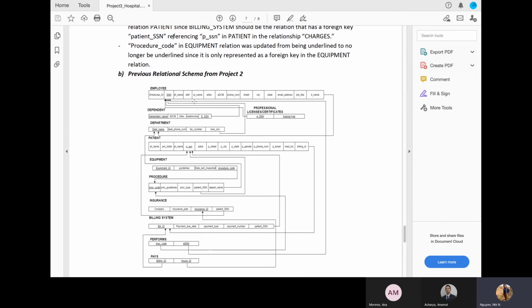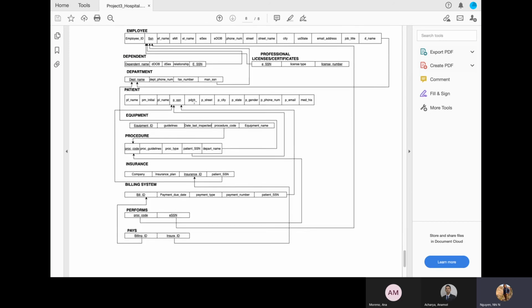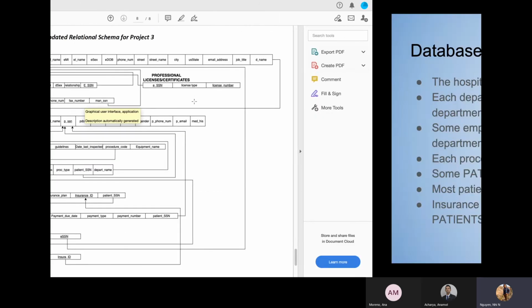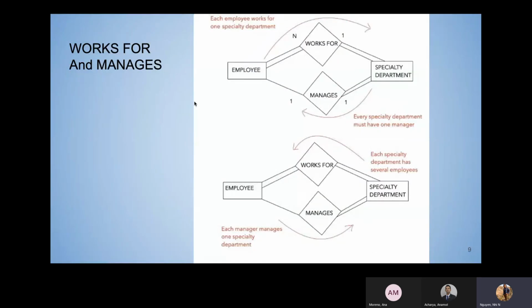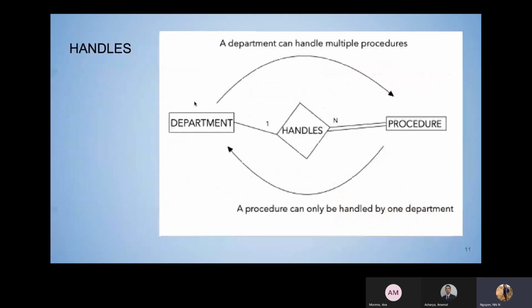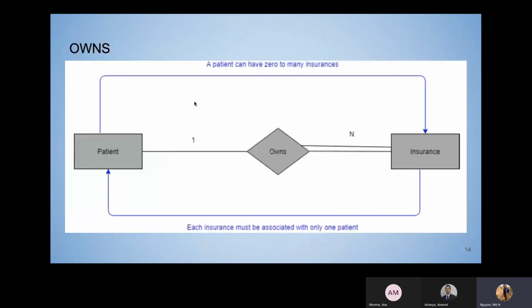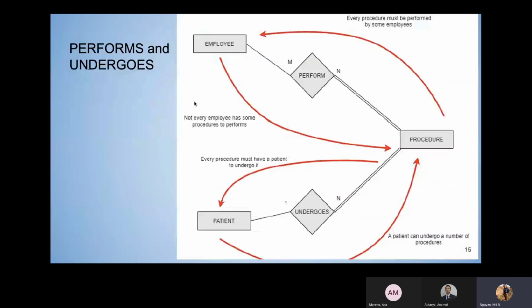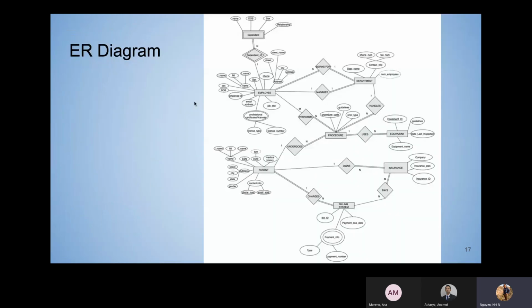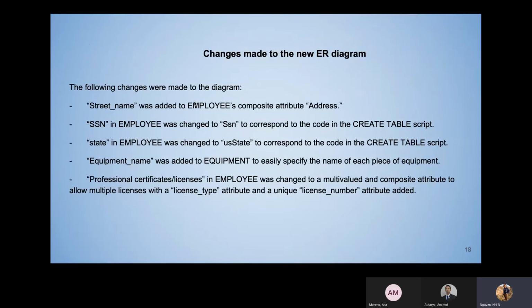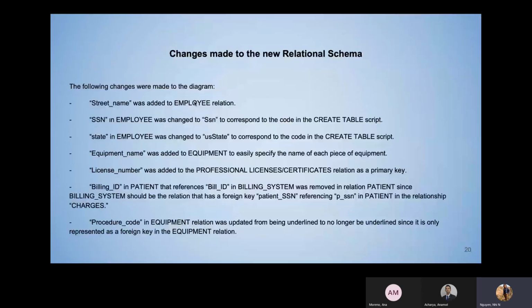So that's mainly what we fixed in the relational schema. Now let's come back to this. Here are just some of the relationship specifications that we worked on, and they are very similar to our previous project. So that's the ER diagram. Here are the changes that I mentioned earlier.